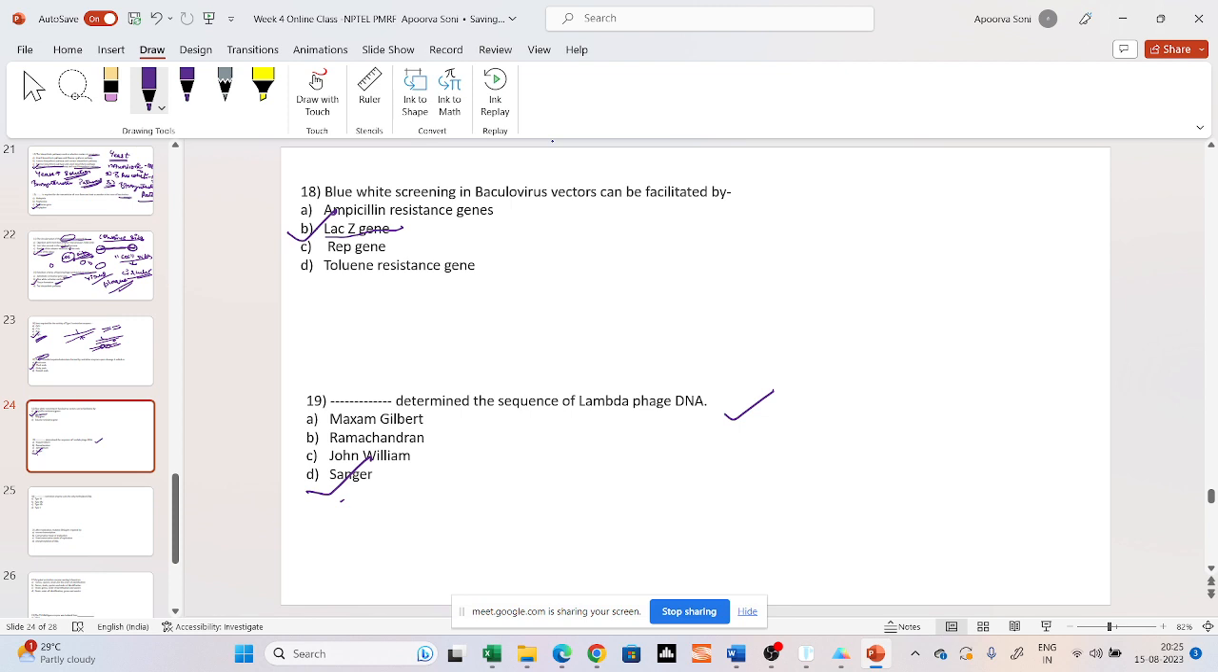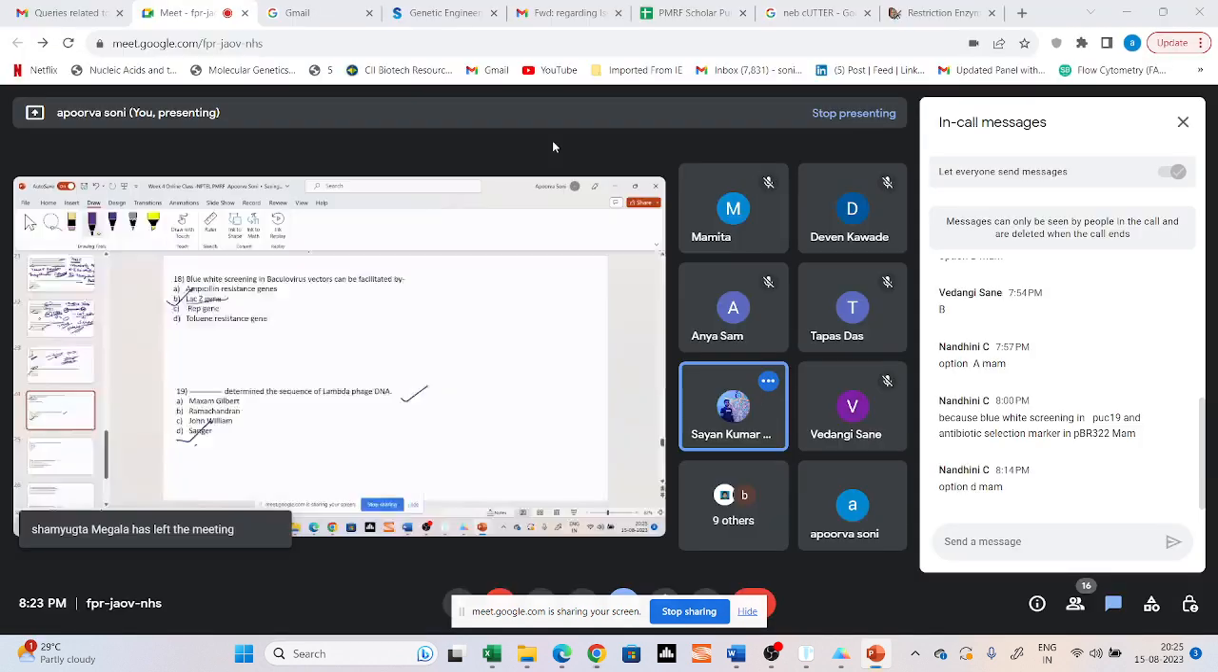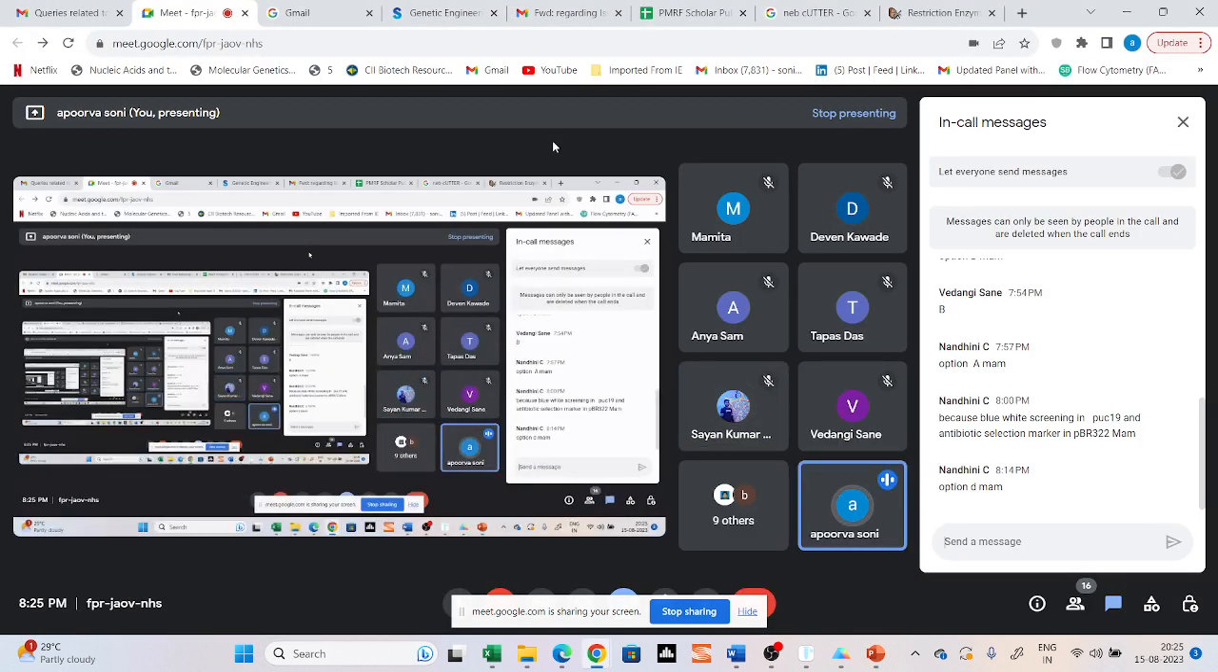So do you know the principle of blue-white screening or not? How does blue-white screening work?